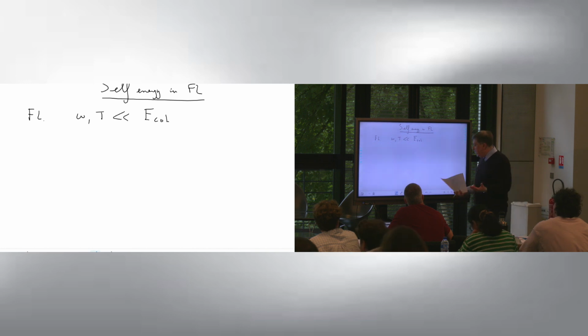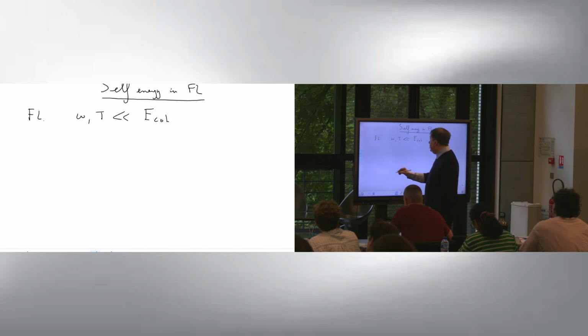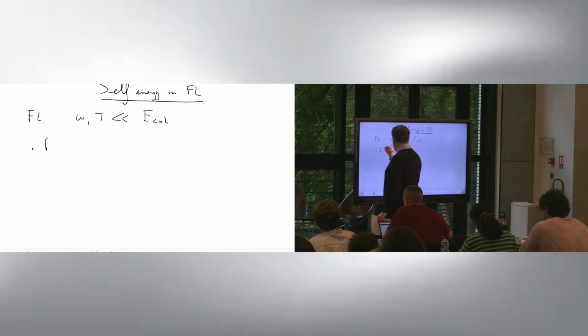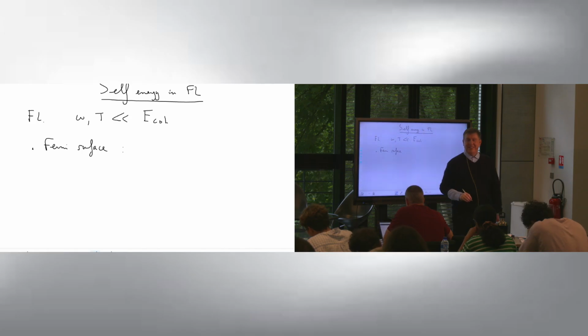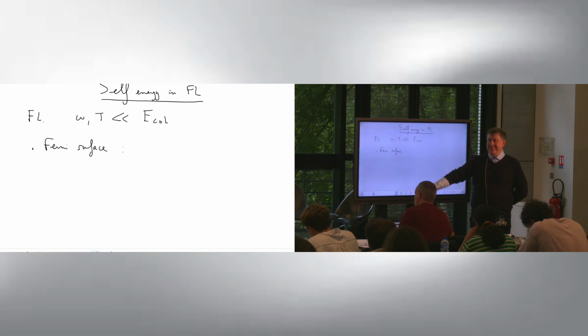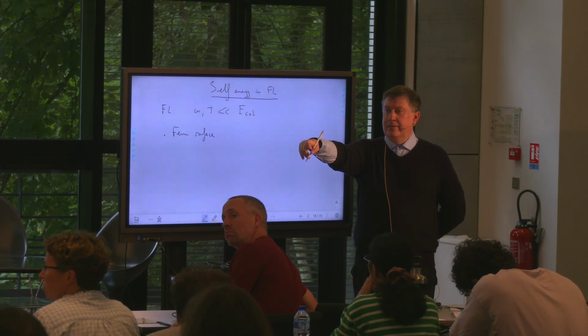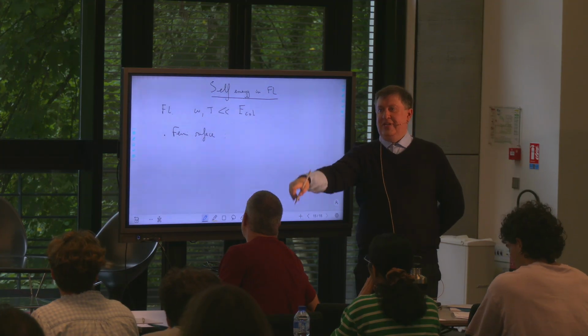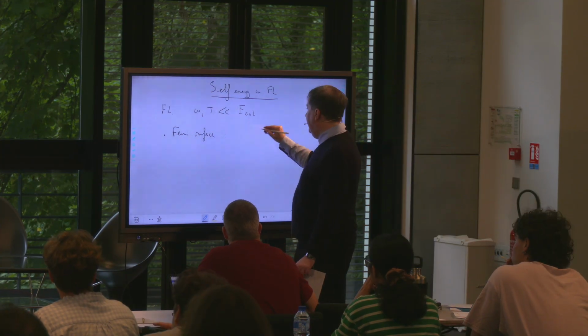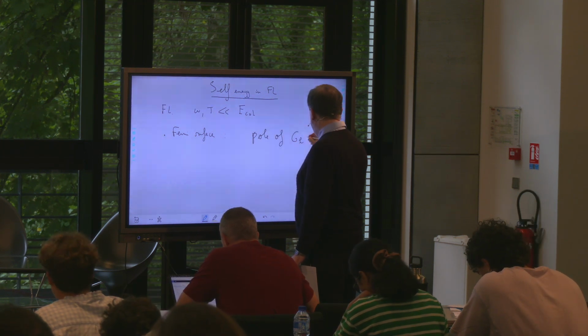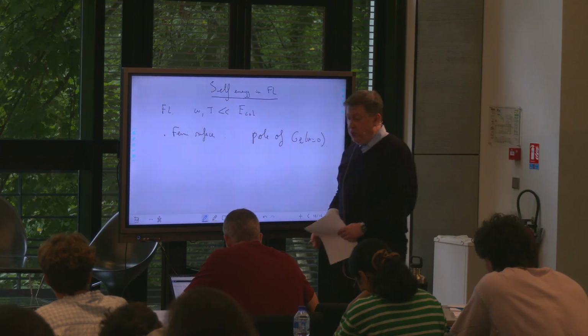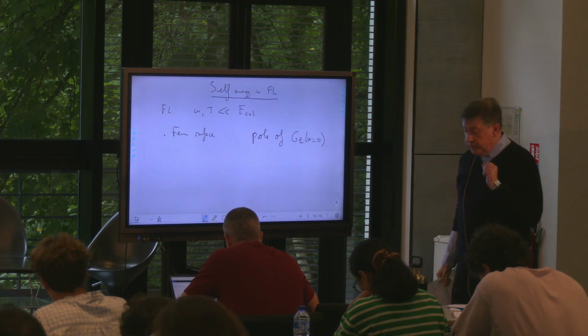How do we extract information from the self-energy? Well, the first thing we can extract is the location of the Fermi surface. So, what is the Fermi surface in an interacting system? Question. Anyone? Yeah, you have a pole of the Green function at omega equals 0.